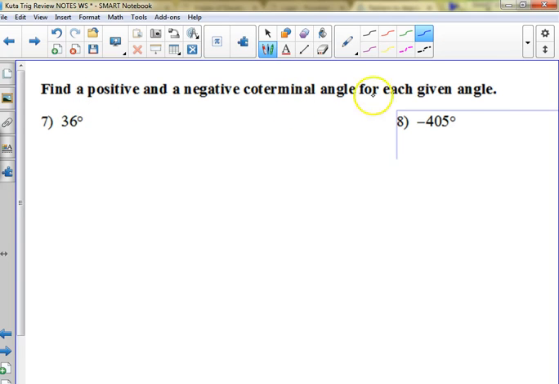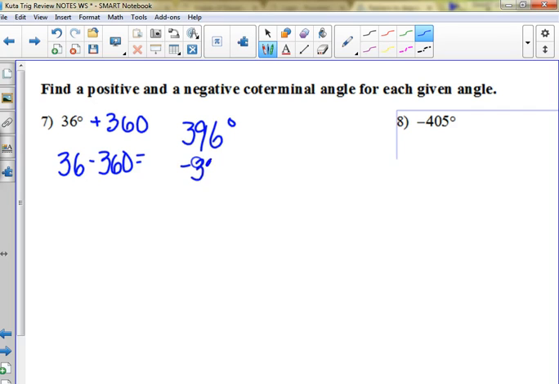Find a positive and negative coterminal angle. So we could add 360 and get, anybody? 396, or we could subtract 360 and get a negative. All right, this one you'd have to add 360 twice before it became positive, right? You get the idea here? Adding 720 would make that into a positive, or you could add 360 and then add 360 again.